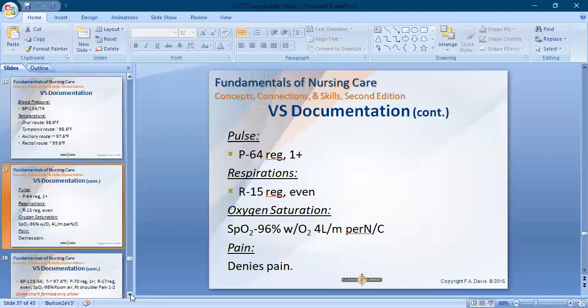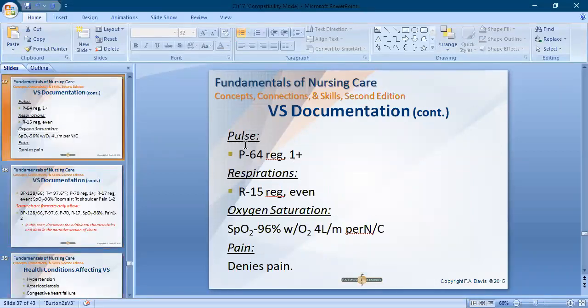And now go for the pulses. The pulse is 64, it is regular, and strength is 1 plus. Respiration rate is 50, and rhythm is regular, right? Oxygen saturation 96%. Pain, no pain, or denies pain.